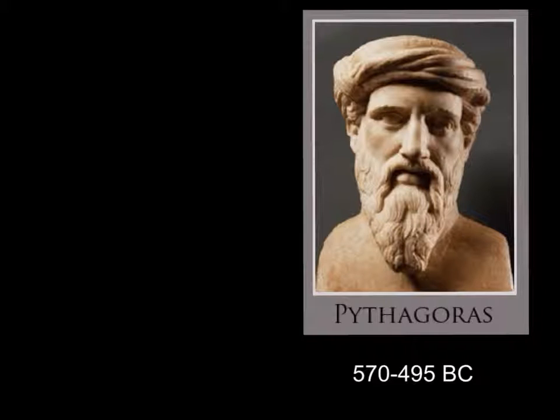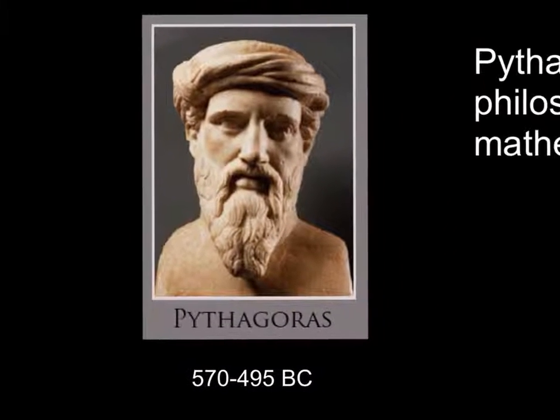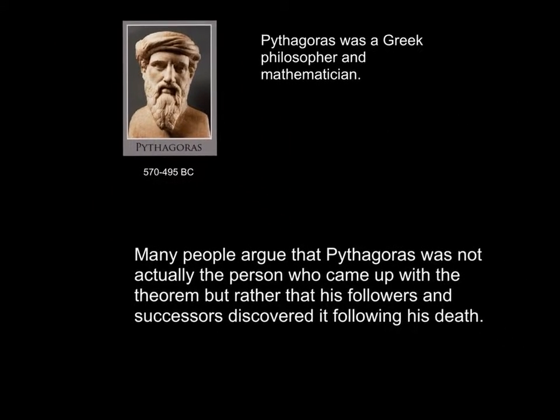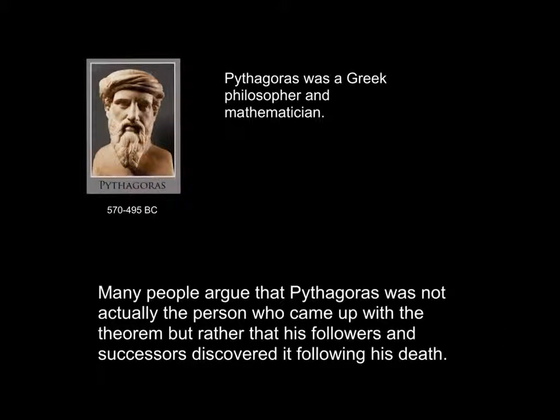This is Pythagoras. He lived from 570 to 495 BC. He was a Greek philosopher and a mathematician. Many people argue that Pythagoras was not actually the person who came up with the theorem, but rather that his followers discovered it after his death. Just like you have followers on Twitter and Instagram, Pythagoras had followers of a different kind back in the day. They believed in his theories, and they used his theories in their own practices and came up with their own theorems.